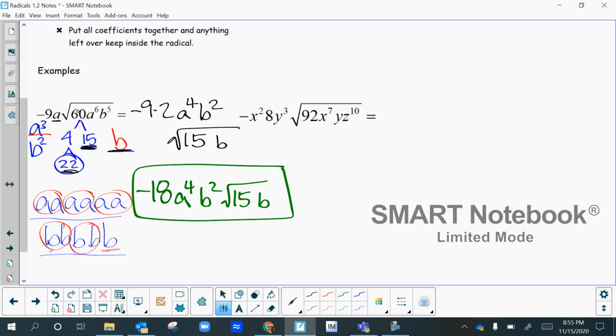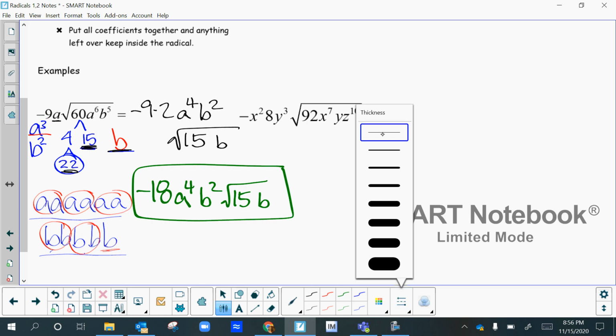Okay. All right, let's try it one more time. Again, with more variables, a little bit bigger exponents. And let's see how we do with that. Now, they wrote this a little bit out of order, and that's okay. Okay, so that's like -x squared 8y cubed. You can actually put that 8 out in front. Okay, so we'll deal with that here in a second.